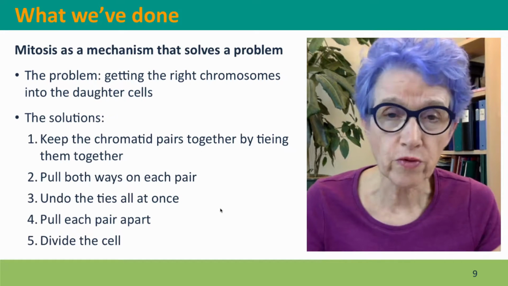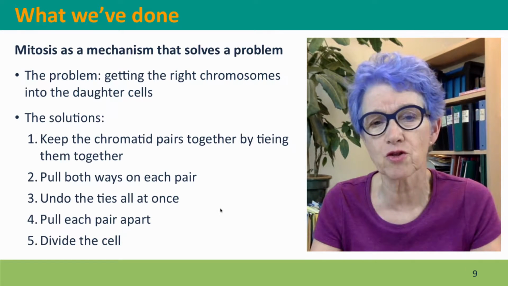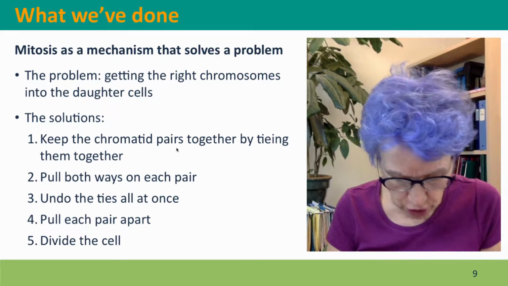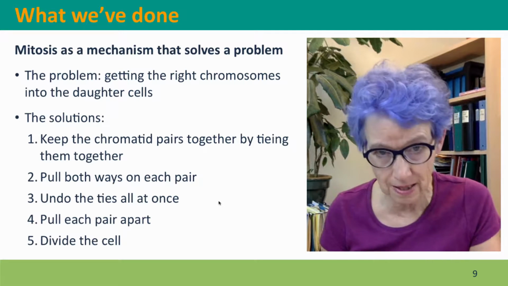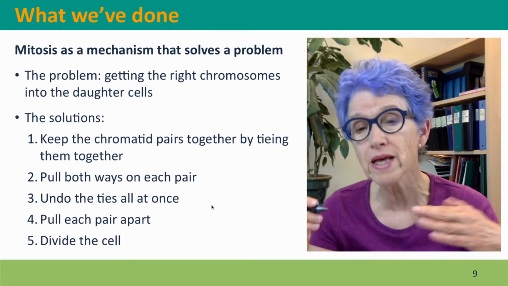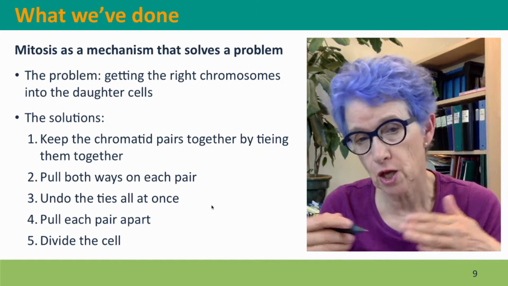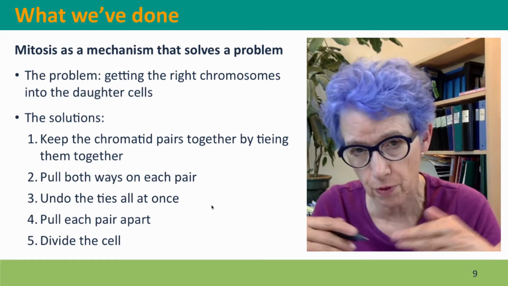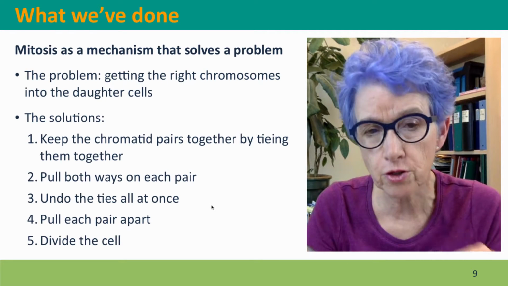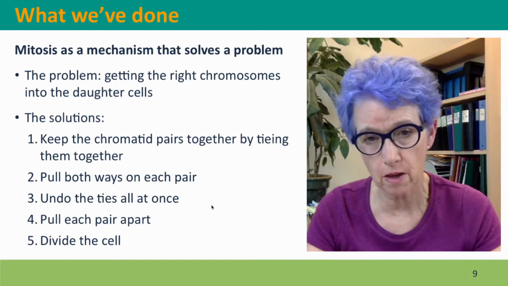So what we've done, we thought of mitosis as a mechanism that solves a problem. The problem is getting the chromosomes into the right cells. And the solution is to keep the chromatid pairs together by tying them together so they can't come apart. And to tug both ways on each pair, have spindle fibers that only stay attached if there's resistance, so that each pair of sister chromatids participates in a tug-of-war where they're being pulled in both directions. And then once all the chromatids are attached, undo the ties, the loops of cohesin protein, all at once to let the chromatids come apart.